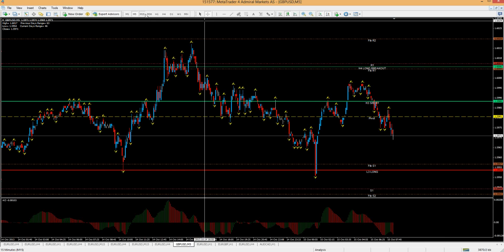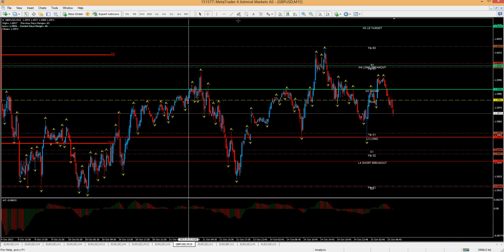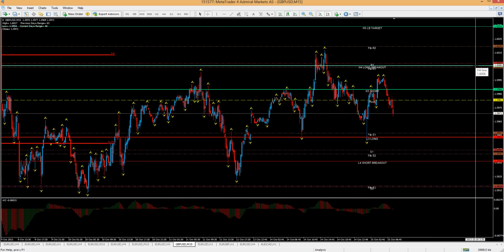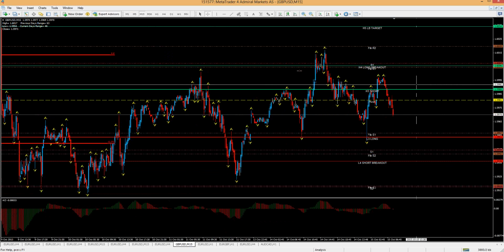So let's take a look at the pound dollar. What is the pound saying on the 50-minute chart here? Let's see. H4 above 160.